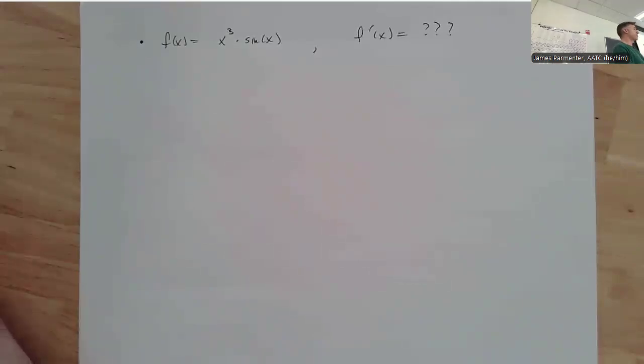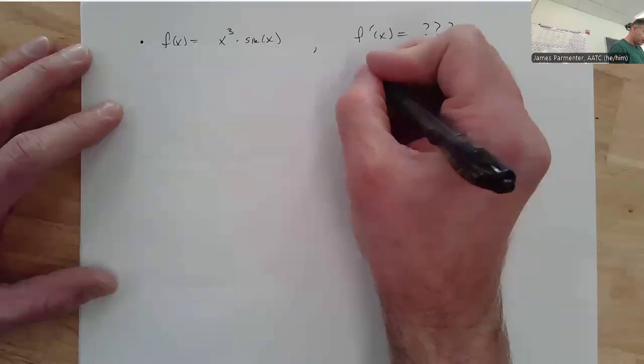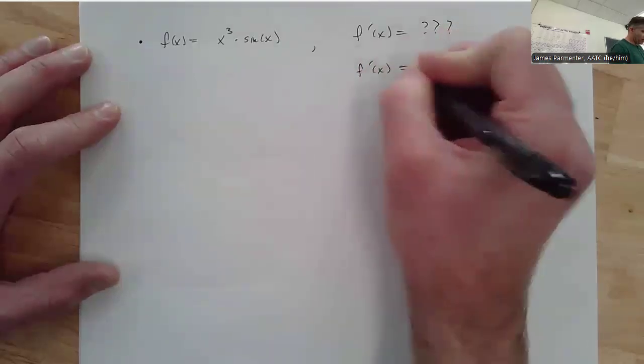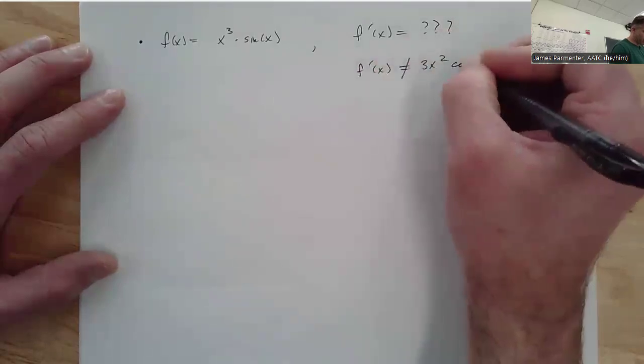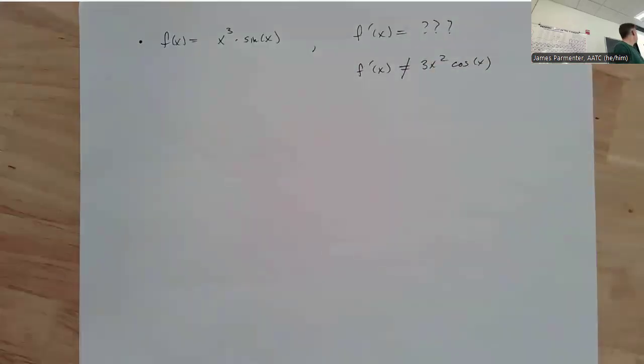Well, I'll tell you what it's not equal to. Don't even write this down. The derivative is not equal to 3x squared times cosine of x. Or in other words, if you're taking the derivative of a product, you cannot differentiate each part and multiply the result together. Products and quotients require more than just differentiating each part.